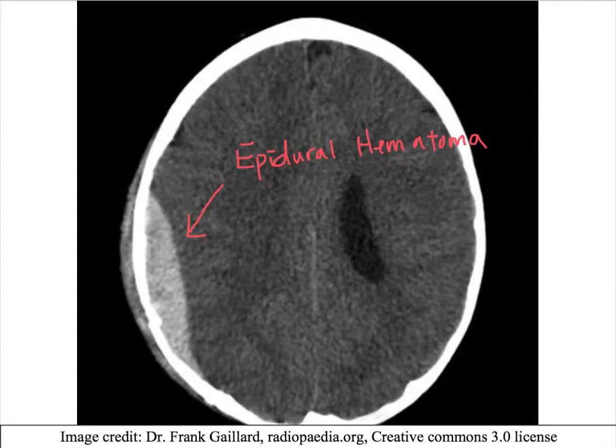You may also notice that the contour of the skull is uneven here, suggesting a skull fracture. Notice also how the ventricle on this side is completely obliterated. That is due to the mass effect of the epidural hematoma.